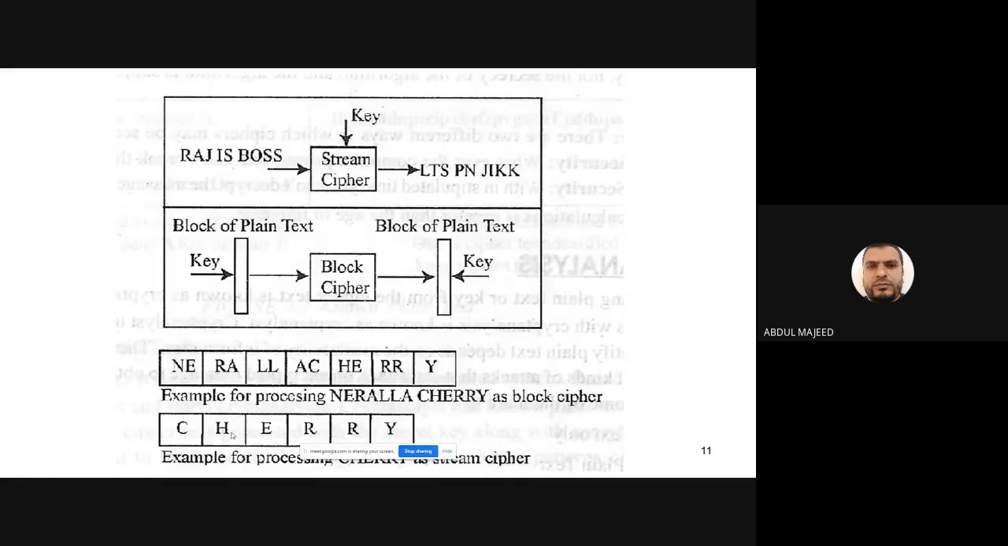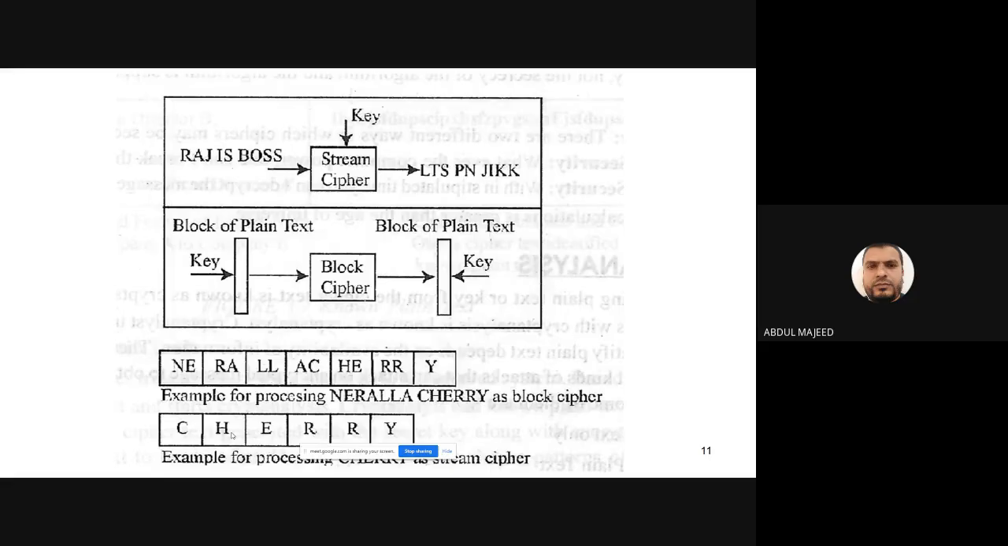Then second, there is "is". So I got converted into P, S got converted into N, again LTS PN, and "boss" got converted into JIKK. Even though they are able to read this cipher text LTS PN JIKK, they are not able to understand it. So this is called a stream cipher. One character of plain text is converted into its equivalent cipher text, character by character. That is called a stream cipher.